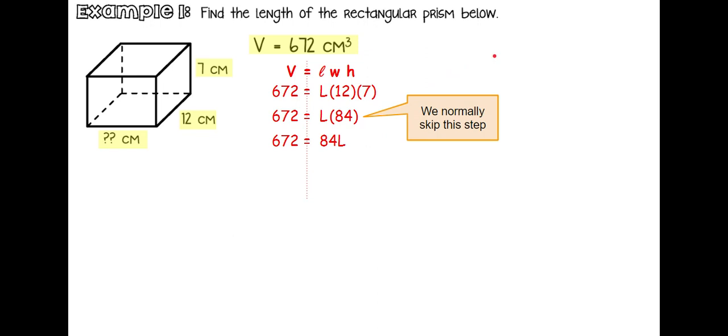Okay, so now I want to get L by itself. So I look at it and it's being multiplied by this 84. The inverse of multiplying is to divide. So let's go ahead and divide by 84 to get it to cancel and get L by itself. And whatever you do to one side, you got to do to the other. The reason I did that is because 84 divided by 84 is 1, and 1 times L is just L. And then again, whatever we do to one side, we do the other. So 672 divided by 84 is 8.